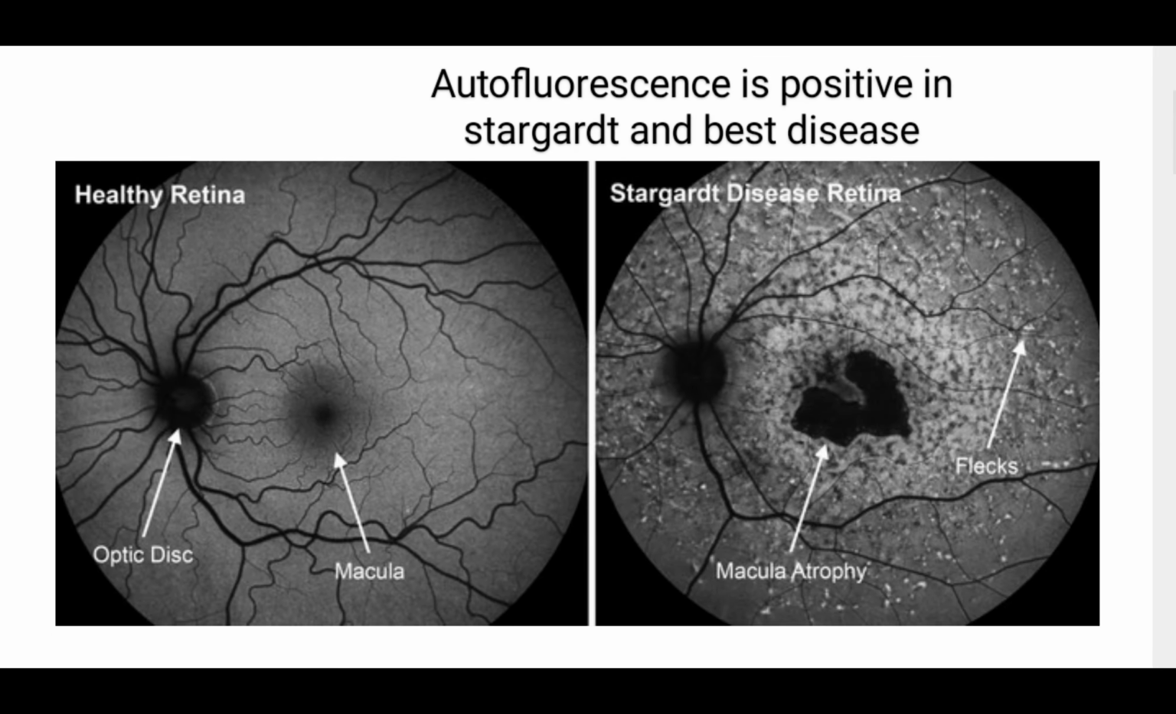Then autofluorescence is positive in both Stargardt's and Best disease. Stargardt's and Best disease are basically retinal dystrophies. In the healthy retina we see the optic disc and macula, while in Stargardt's disease there will be flecks which will be staining whitish, and then there will be macular atrophy. This phenomenon of the flecks staining white or bright is known as autofluorescence.